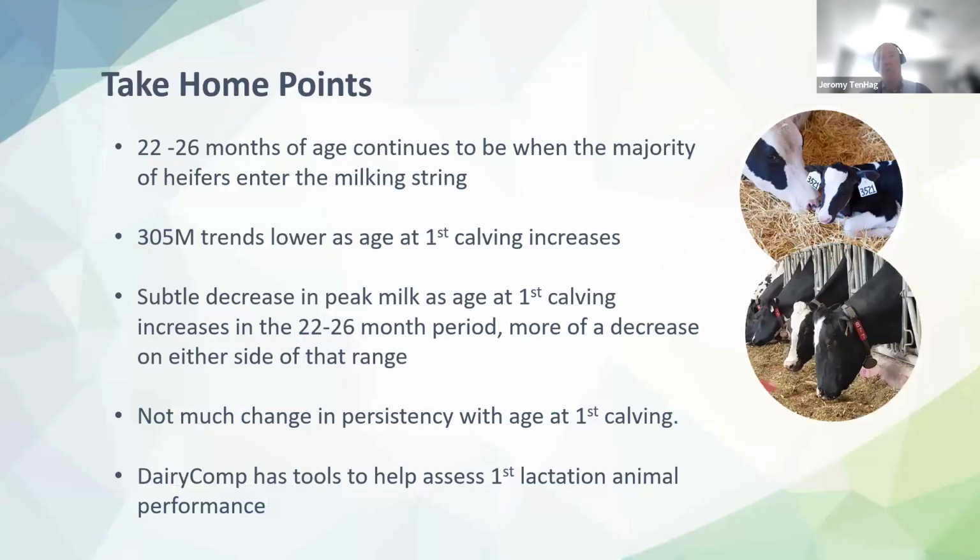So some quick take-home points. 22 to 26 months of age continues to be where the majority of heifers enter the milking string across the country. It's not all the heifers, of course, but that's where a big chunk of them are calving out. And that trend hasn't changed a whole lot over the last number of years.